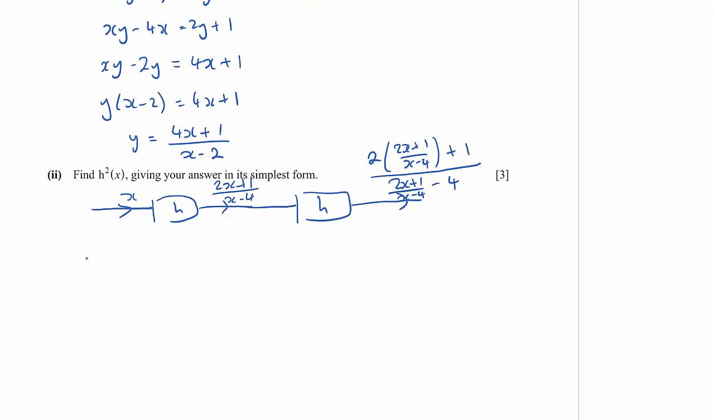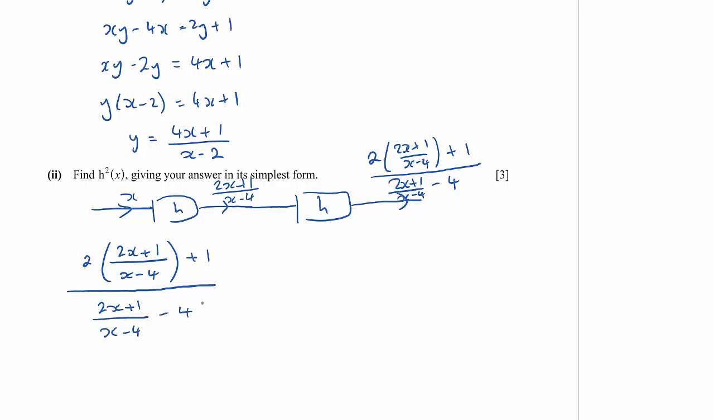So let's write that down again here. So I've got twice 2x plus 1 over x minus 4 plus 1 over 2x plus 1 over x minus 4 take away 4. Now quite a nice way of simplifying this. We've got the fraction on a fraction basically, what we're going to do is multiply top and bottom by x minus 4. And then that would give me 2x plus 1 from the first term here, because the x minus 4 would cancel with the 1 on the bottom. And then you'd have 1 times x minus 4.